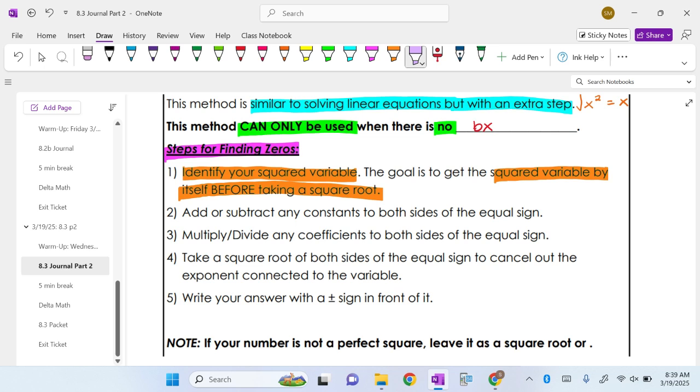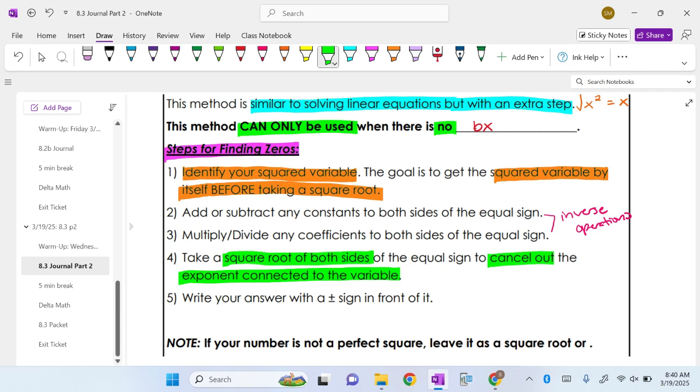You add or subtract any constants to both sides of the equal sign. You multiply or divide any coefficients on both sides of the equal sign. Remember, that's inverse operation. So if it was adding originally, you subtract it. If it was multiplying originally, you would divide it. All right, that's review from last semester. Then we take a square root of both sides at some point of the equal sign to cancel out the exponent connected to the variable. All right.